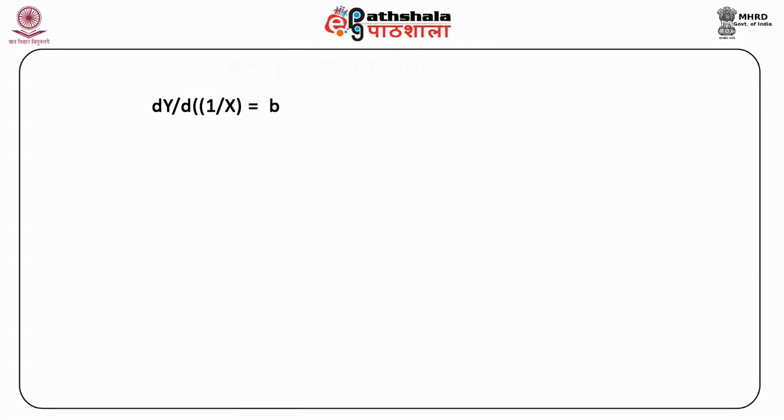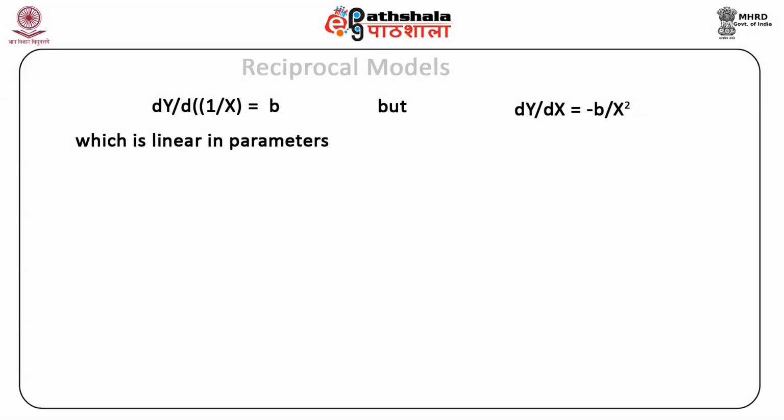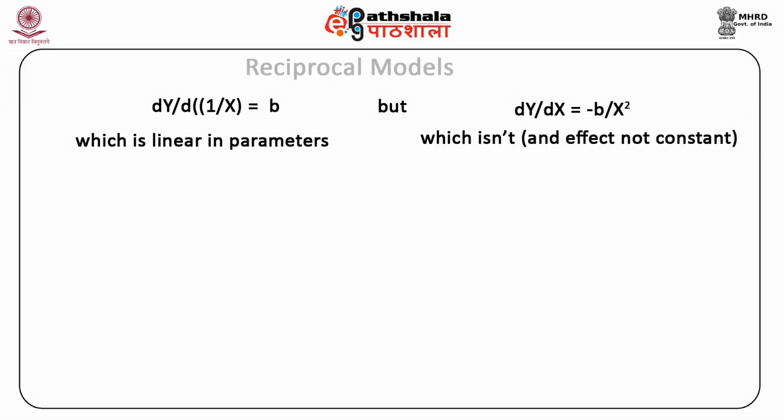Now dy/d(1/x) is equal to b, or I may say that b is equal to dy/d(1/x). But dy/dx is therefore now equal to minus b/x², which is not linear, and the effect is not constant. So if you compare dy/d(1/x) equal to b, it is linear in parameters. But if you compare dy/dx, which is equal to minus b/x², this is not linear and the effect is not constant.